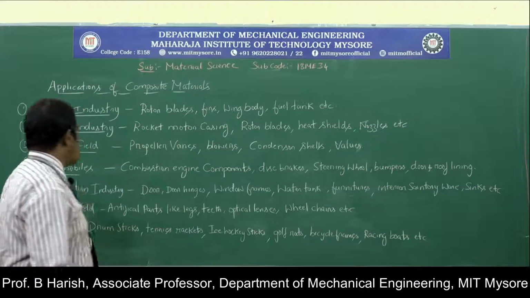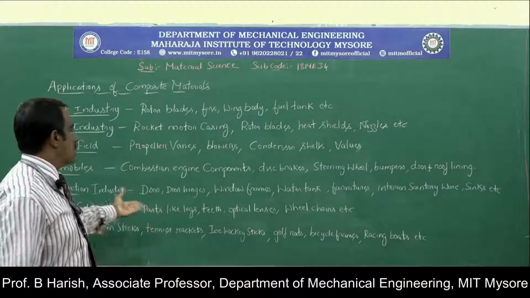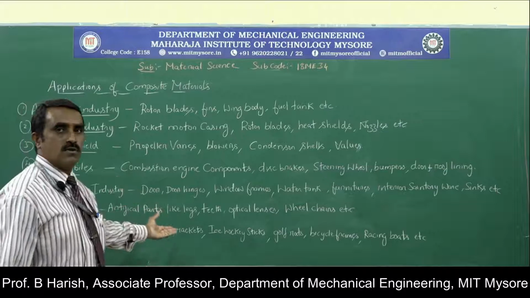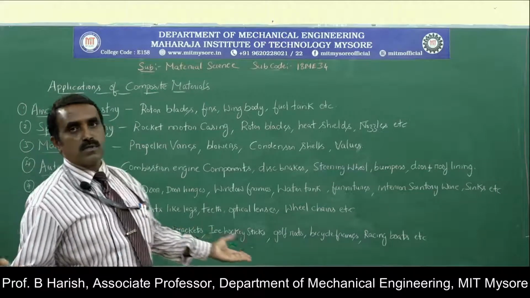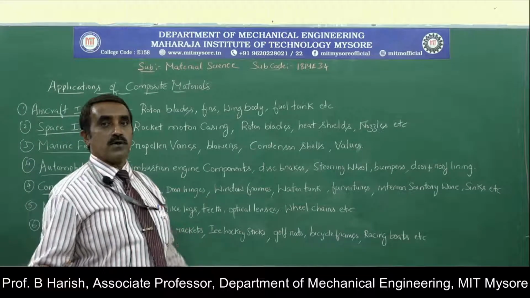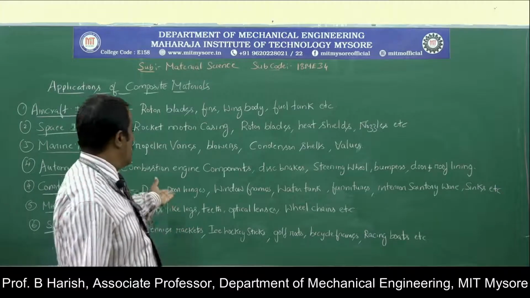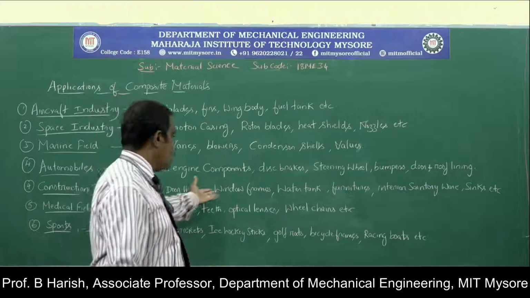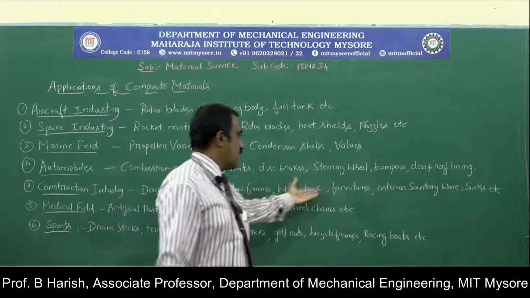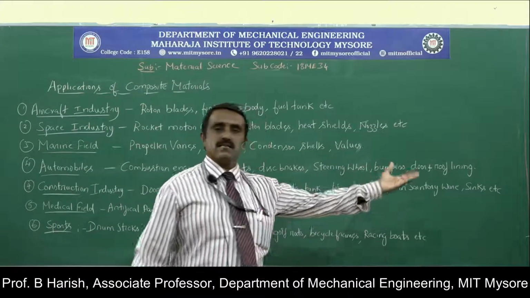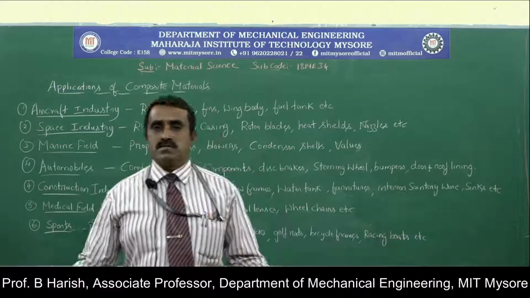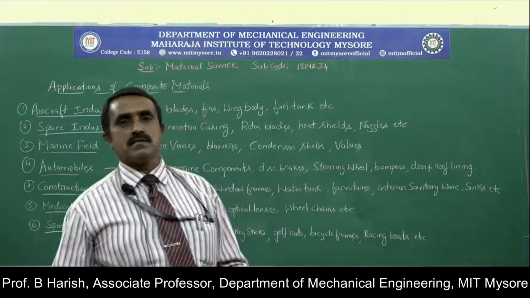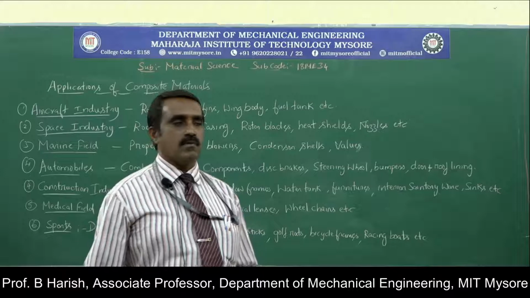Then come to the construction industry. We have doors: today in many construction fields, doors are made up of composite material. Door hinges, which hold the doors, window frames, water tanks, furniture, sanitary ware, sinks. Once again, in the majority of cases we are using composite material.